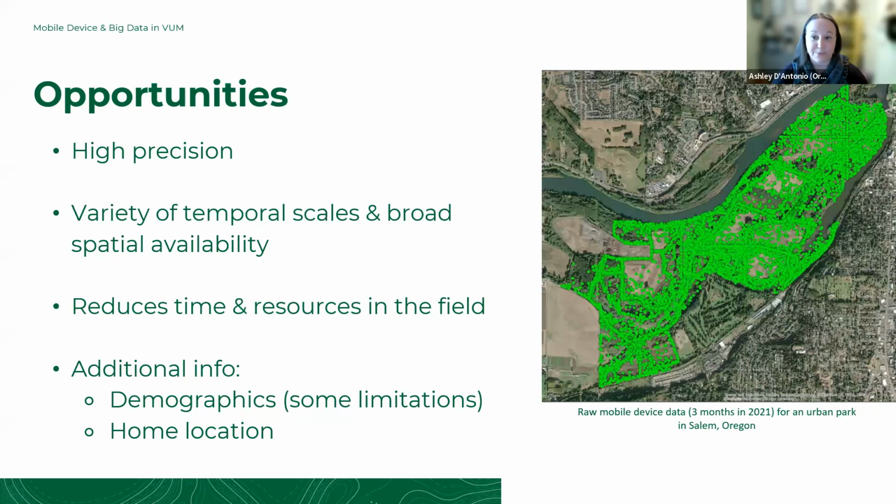And temporally, another benefit is you can go back in time. This data set's from 2021. I got the data in 2021, but my study started in 2019, and I was able to pull cell phone device data in 2021 from 2019, 2020, and 2021. So I had data that matched the full range of the study that I was doing. Like all of our other data sources, it does reduce time and resources in the field, and there can be additional information like demographics or a point of origin, which is like the census block where the person maybe spends most of their time or where they started their trip.